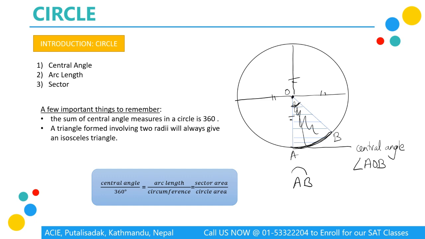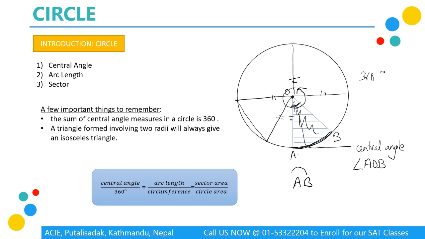Now a few important things to remember: the sum of the central angle measures in a circle is always 360 degrees, and a triangle formed involving two radii will always give an isosceles triangle. If a certain triangle is being made, for example, this and this are being taken, these two are radii, hence they are going to be the same length. So this automatically becomes an isosceles triangle.